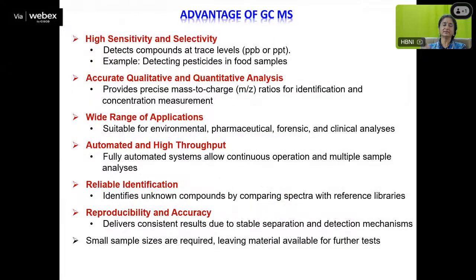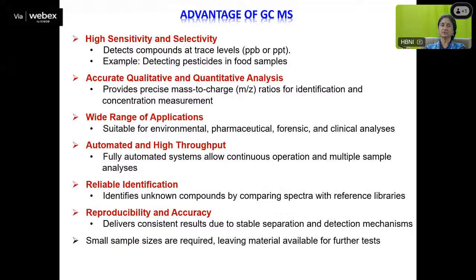Now, what are the advantages of GCMS? It is highly sensitive and selective. It detects compounds at trace level, ppb to ppt, because a mass spectrometer is involved. So normally we can approach ppb to ppt, or if you are speaking in moles, then the nanomole to picomole region can also be analyzed.